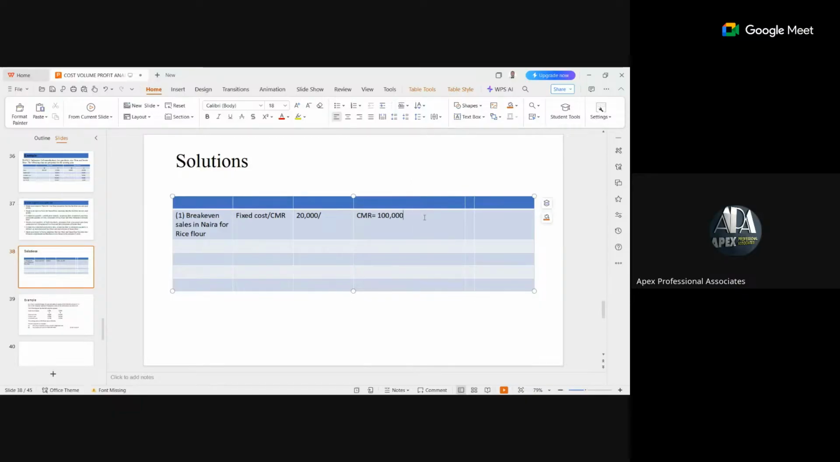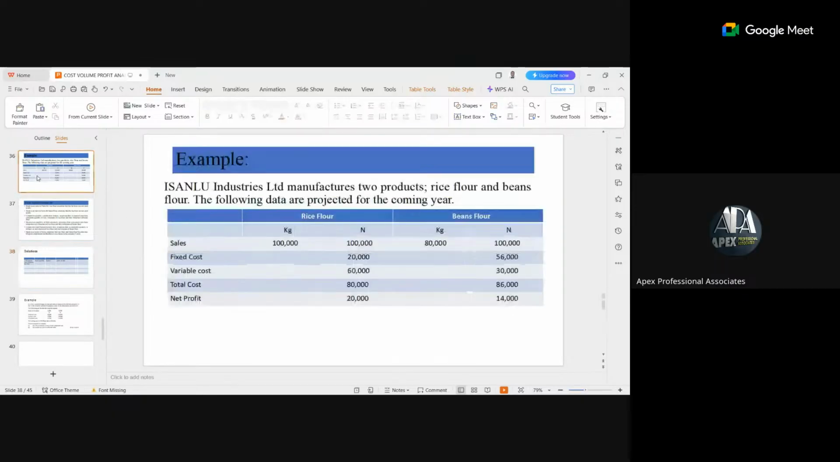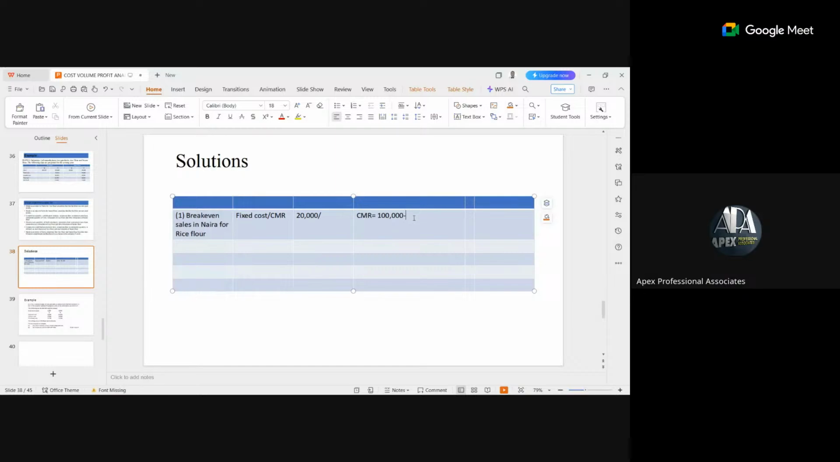So 100,000 minus the variable cost is what? The variable cost is 60,000. Fine, 60,000. When you do the subtraction, you get what?